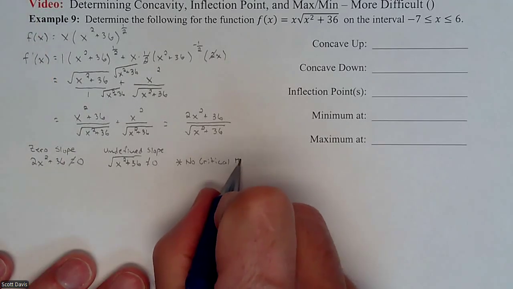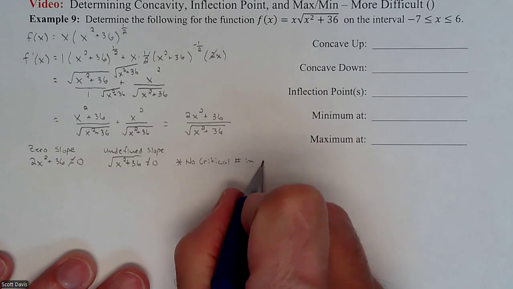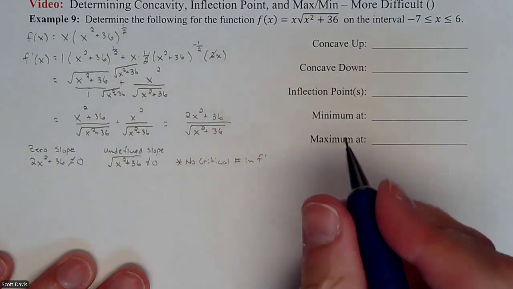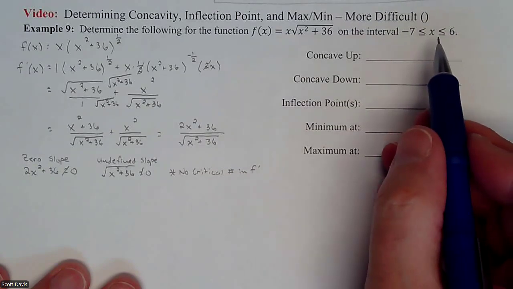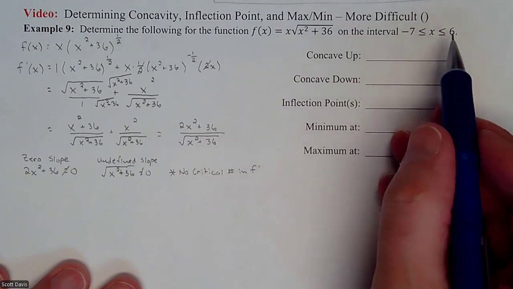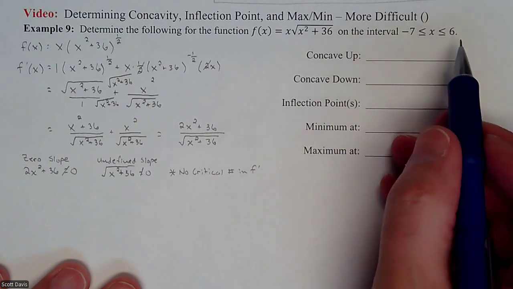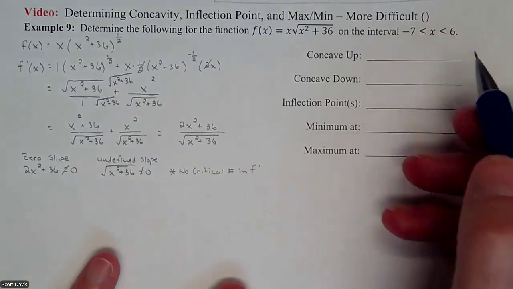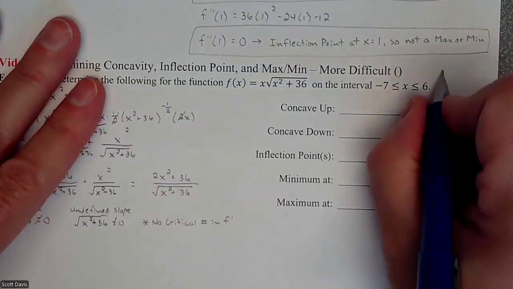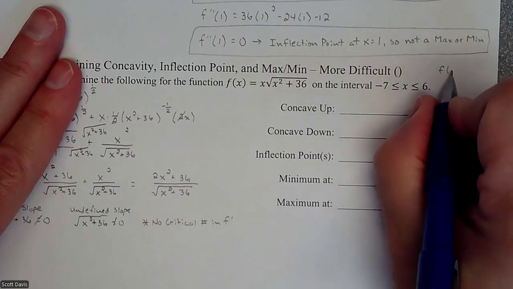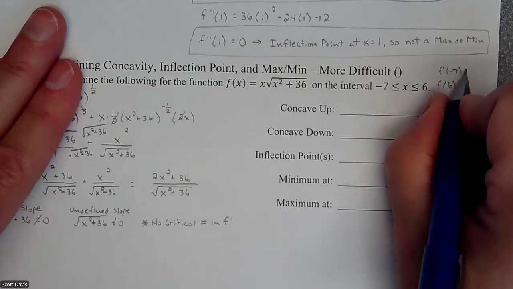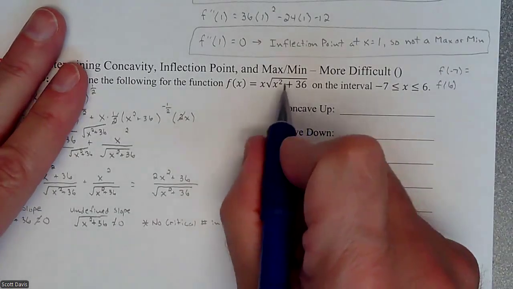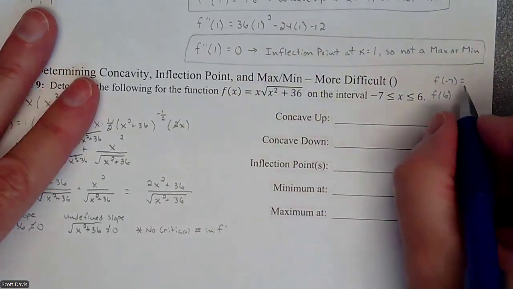So no critical numbers in our first derivative, which means in the interval, we don't have maxes and mins, which also then means our endpoints are going to be some maxes and mins. And I don't know what those are, so let's just plug in -7. Let's plug in 6, and I would throw those into calculators and let the calculators figure out the math.